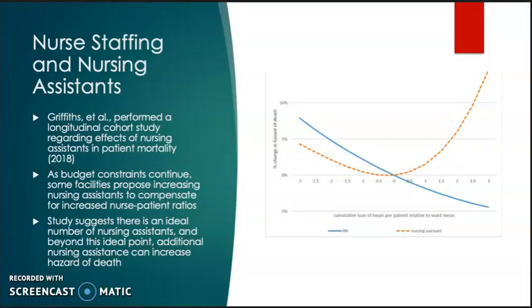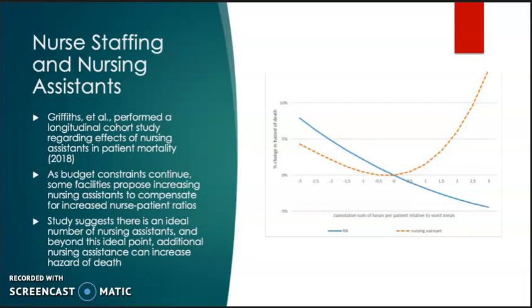I also included this slide. Griffiths and his colleagues wrote an article really assessing nurse staffing and nursing assistants. There's been a big push from some organizations to compensate for lower numbers of nurses by adding more aides. I know that my facility chose to demo a 5-to-1-to-1 ratio, 5 patients, 1 nurse, 1 aide, and generate data, see how this works. They took some time and really looked at the hazard of death in correlation to the number of patient care hours provided. They looked at nurses and they looked at patient care assistants.